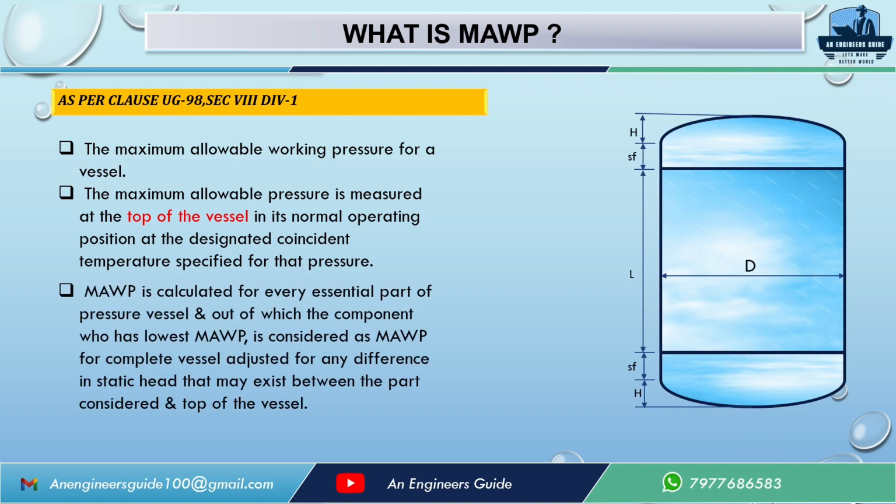Now keep in mind that the MAWP is calculated for every essential part of the pressure vessel, and among these components, the one with lowest MAWP is considered as the MAWP for the entire vessel, adjusted for any static head that may exist between the part considered and top of the vessel. So till now you just understand that we need to adjust the static head between top of the vessel and part considered.